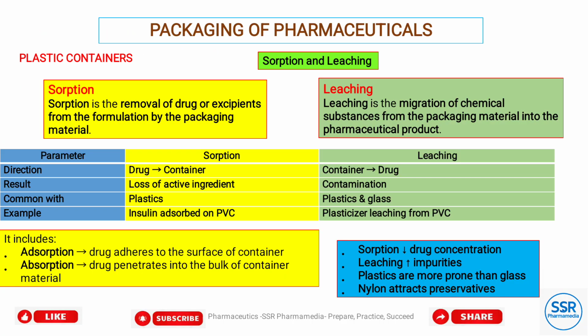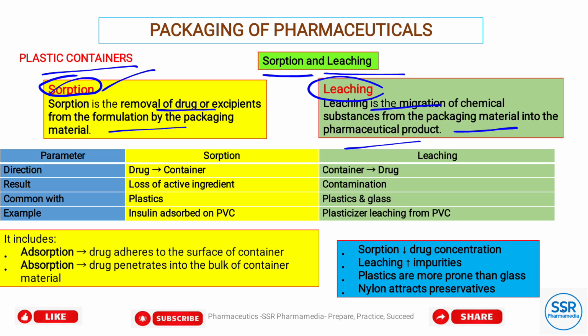So next we'll see the plastic container. We'll see what is sorption and leaching. So sorption is removal of drug or excipients from the formulations by the packing material. Leaching is the migration of chemical substances from the packing material into the pharmaceutical products. So sorption and leaching have different meanings.